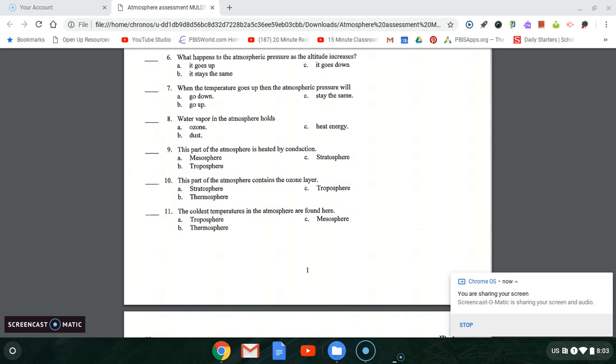Number 9. This part of the atmosphere is heated by conduction. A, mesosphere, B, troposphere, or C, stratosphere? Number 10. This part of the atmosphere contains the ozone layer. A, the stratosphere, B, the thermosphere, or C, the troposphere?